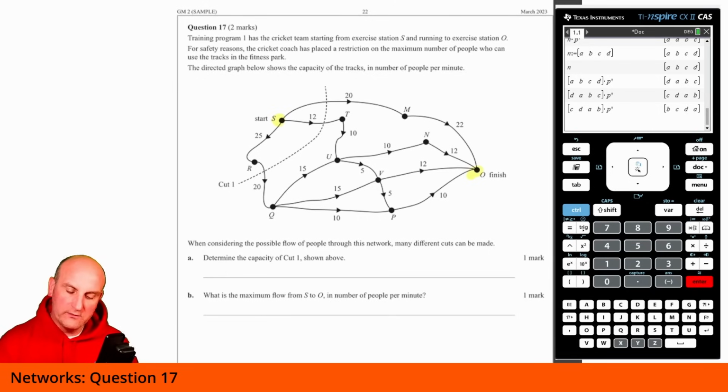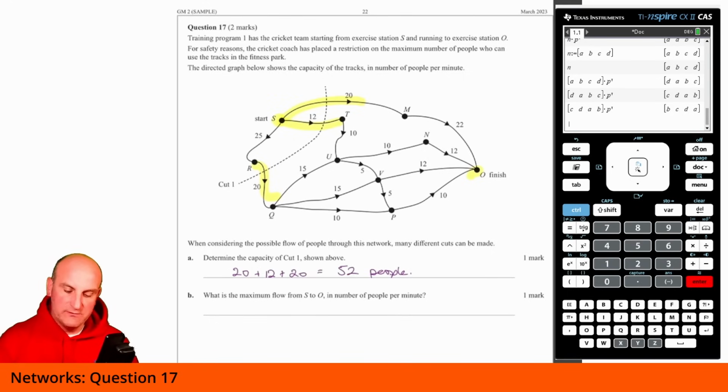So for a cut to be included, it's got to go from left to right across. Yes, that is. Yes, that is. And yes, that one is as well. So basically 20, 12. So it's 20 plus 12 plus 20 gives me 52 people.